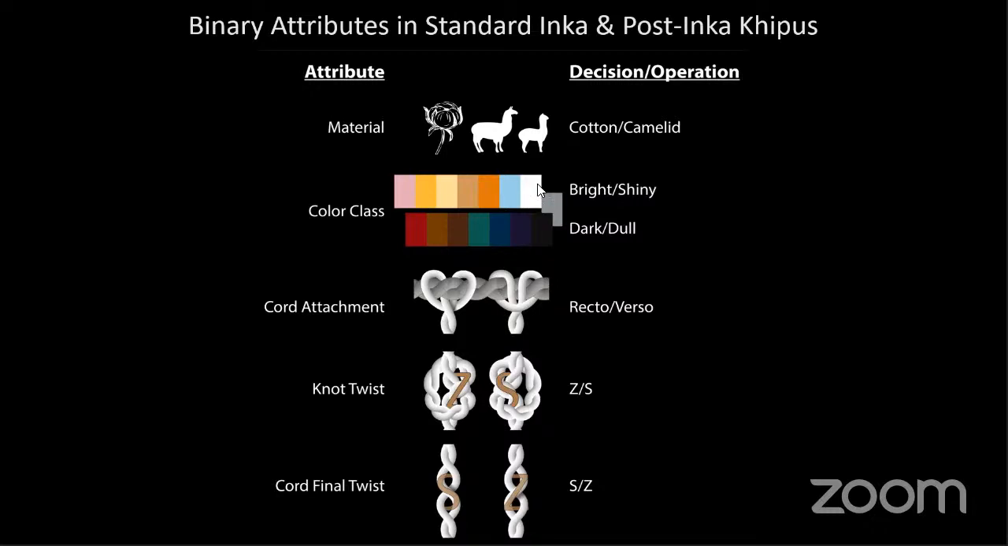The color classes, where you have bright and shiny colors versus dull or darker colors. Cord attachment, so this is recto, this is verso. With knot twist, when you tie a knot, one end goes over the other, creating a twist that resembles the letter Z or S, and the same with cord twist. It's not important for you to remember what Z and S look like. All that's important for you to remember is that there are two different variables here. They're binary, and one of them is almost always predominant over the other.